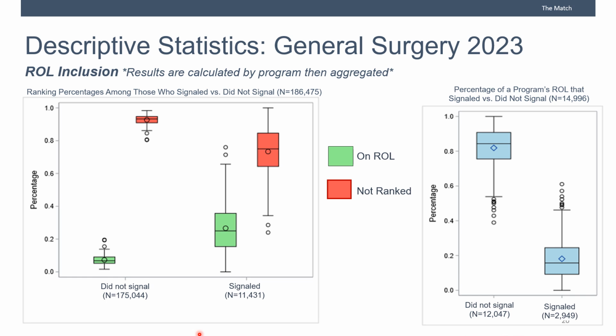So what we're seeing here is that even though signaling increases the likelihood of being included on the raw, as we see with this first box plot, the overall raw is still predominantly comprised of applicants who did not signal. This is reflected by the fact that there's a much higher percentage of non-signalers that make up the raw.